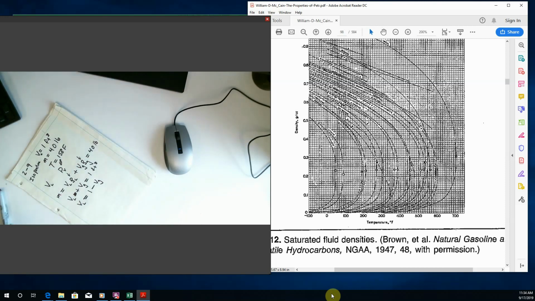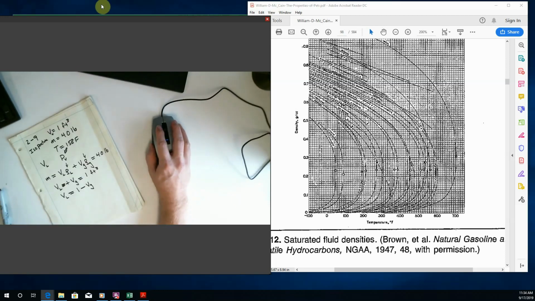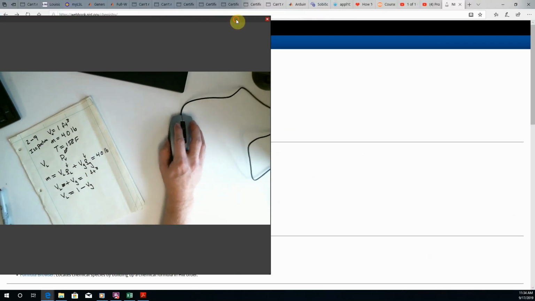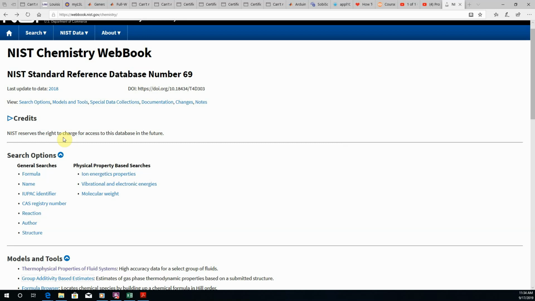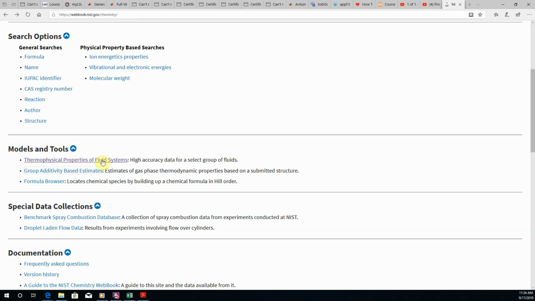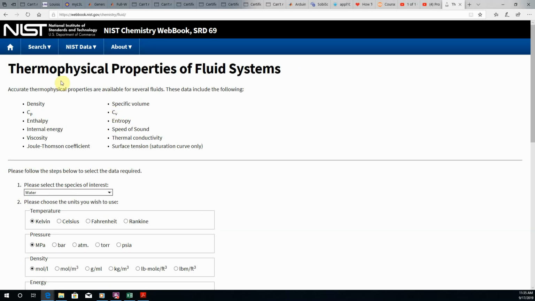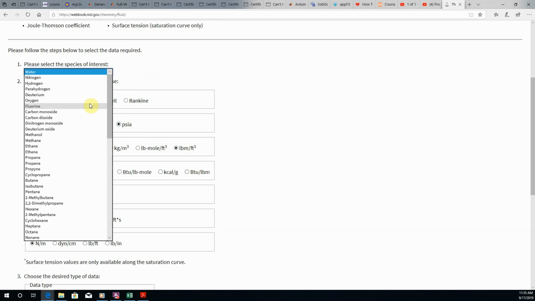So let's throw these out of the way for a minute. Let's come back to how I would choose to solve this problem. Let me drag something on the screen over here, and let's focus on this for a minute. So this is the Chemistry WebBook from NIST. Let me zoom in a little bit. They have this thermophysical properties of fluids database, and this is what we want. We want to find some properties in Fahrenheit, PSI, pounds per cubic foot. We'll choose those for right now. And then let's find our isopentane.